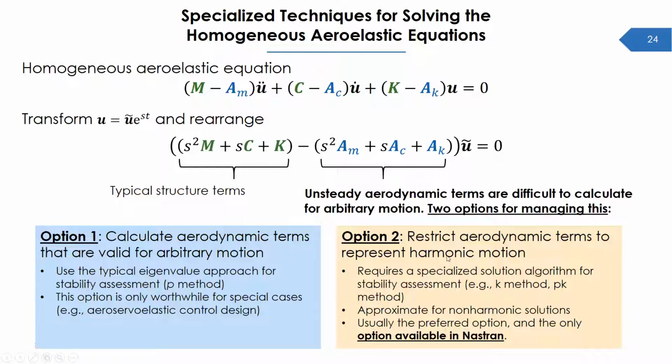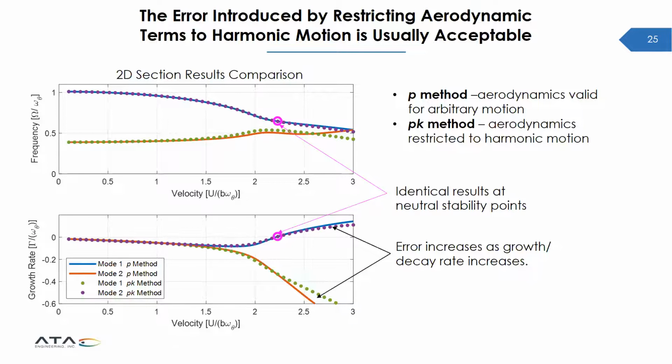These specialized algorithms take a little bit more effort than the typical algorithm, but computing aerodynamics for option one is more trouble than using the specialized algorithm. So because of that, option two is almost always the preferred option. And that's the option that's available in Nastran. And you're probably thinking that seems like a pretty big assumption. So I've added this slide to set you at ease a little bit.